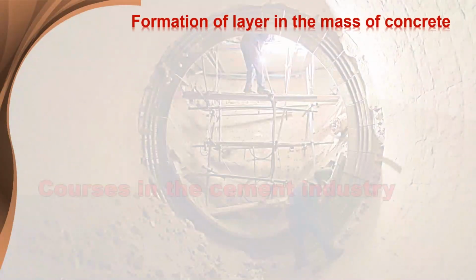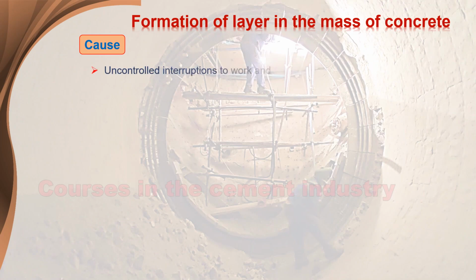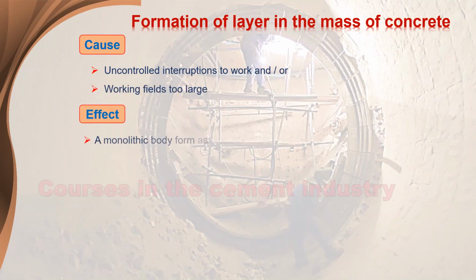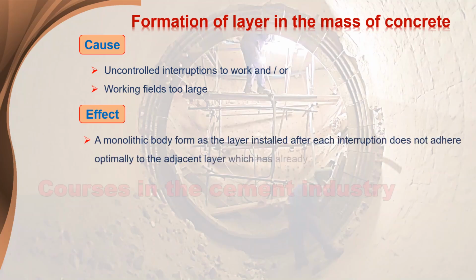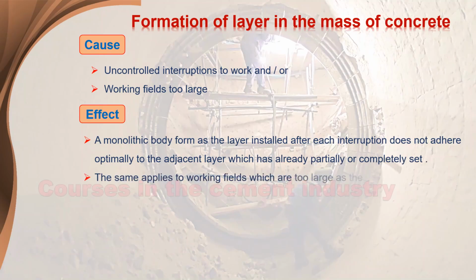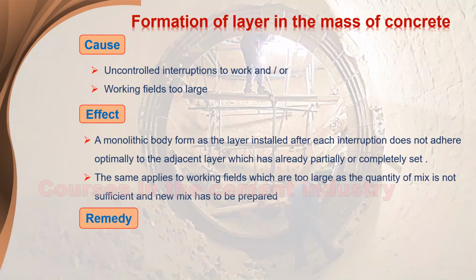Formation of layers in the mass of concrete. Cause: uncontrolled interruptions to work, or working fields too large. Effect: a monolithic body forms as layers, and the layer installed after each interruption does not adhere optimally to the adjacent layer, which has already partially or completely set. The same applies to working fields which are too large, as the quantity of mix is not sufficient and new mix has to be prepared. Remedy: complete each field in a continuous working pattern.